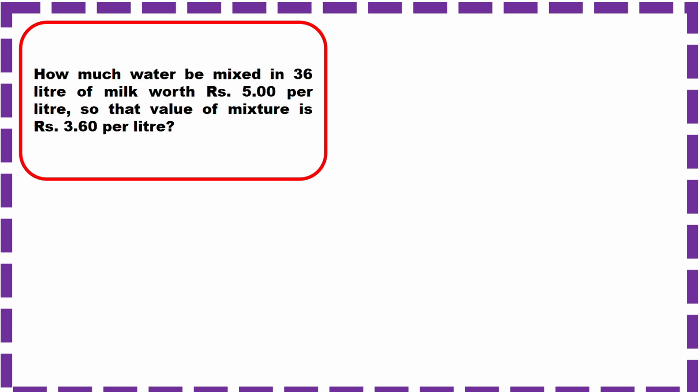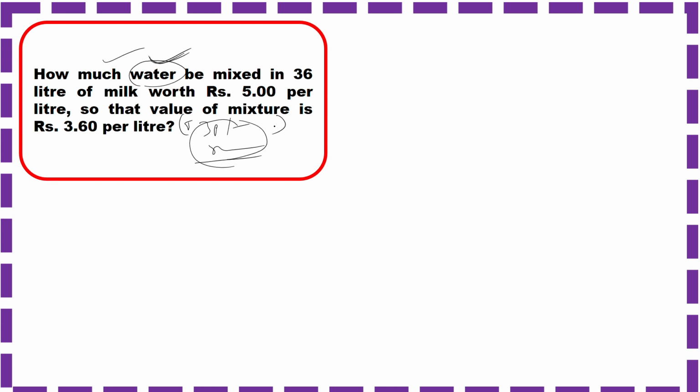How much water must be mixed in 36 liters of milk worth ₹5 per liter, so that the value of the mixture is ₹3.60 per liter? Okay, in previous slides, we discussed a similar problem like this. Whenever we do not know the value of water, how do we know the value of water? In case the question itself mentions, like take value of water to be 3 rupees per liter or 5 rupees per liter, then we can consider that value. But here nothing is mentioned, so we can consider the value of water to be 0 rupees, right?